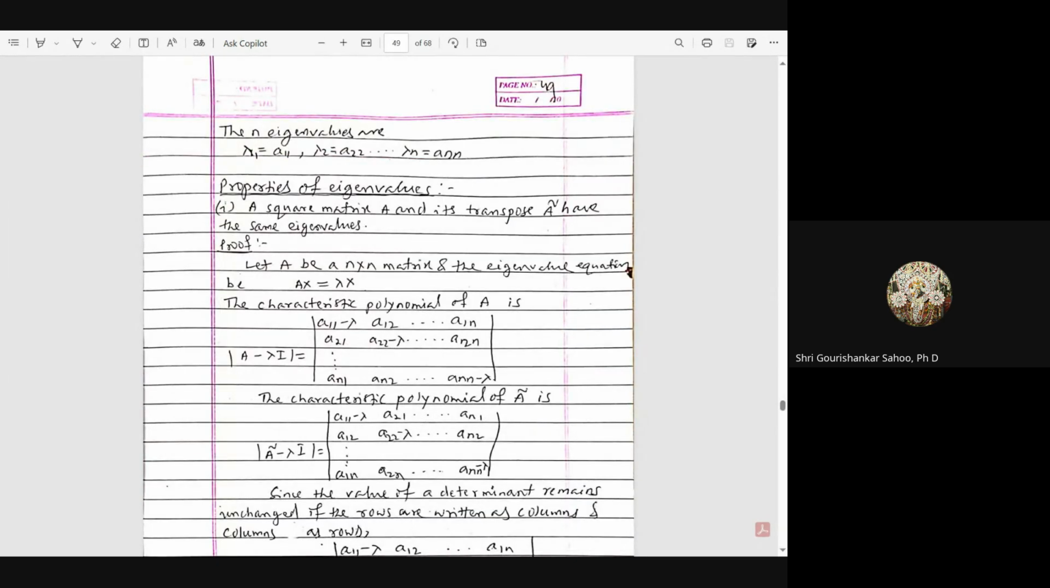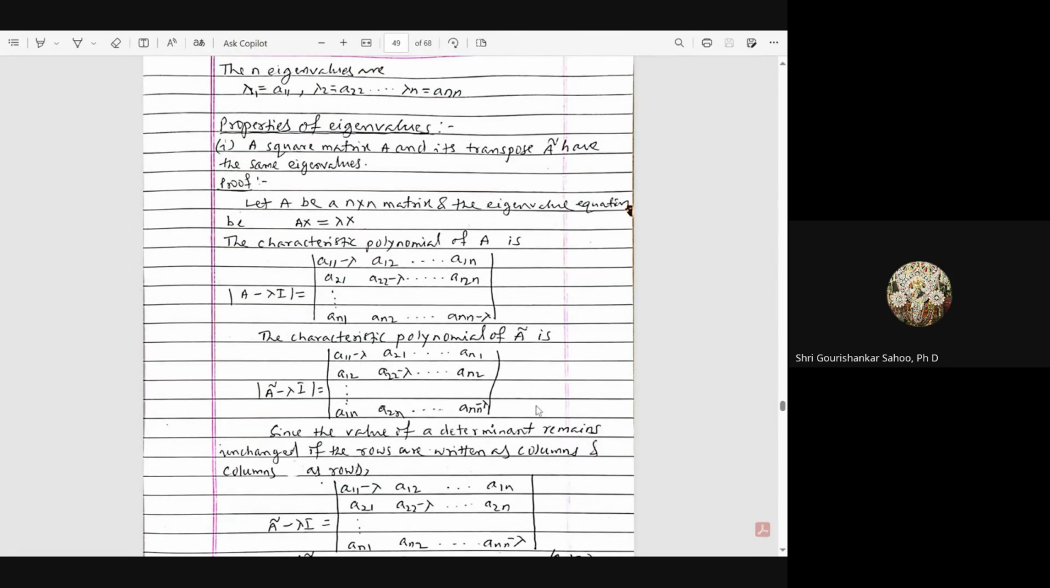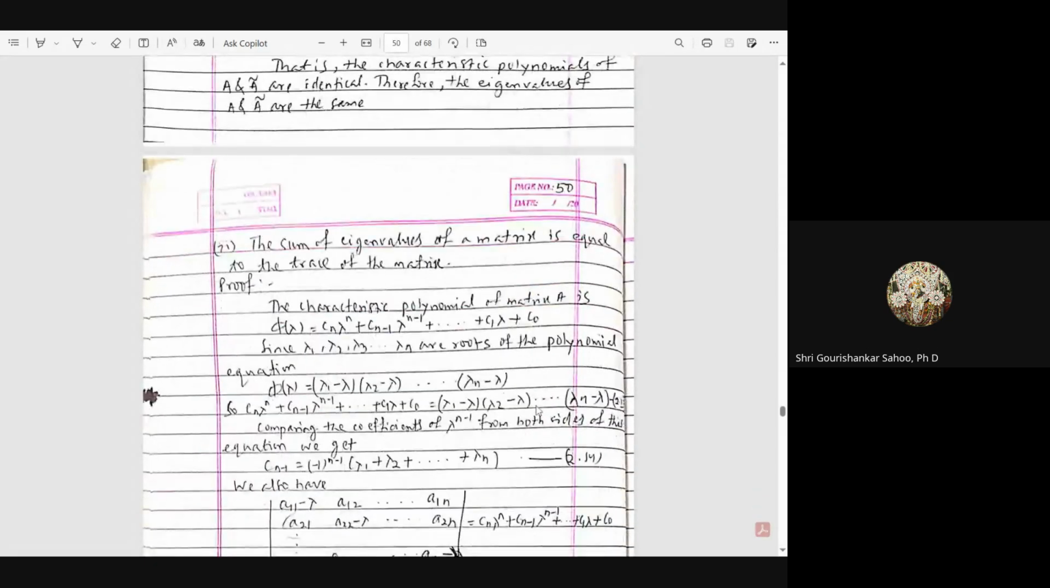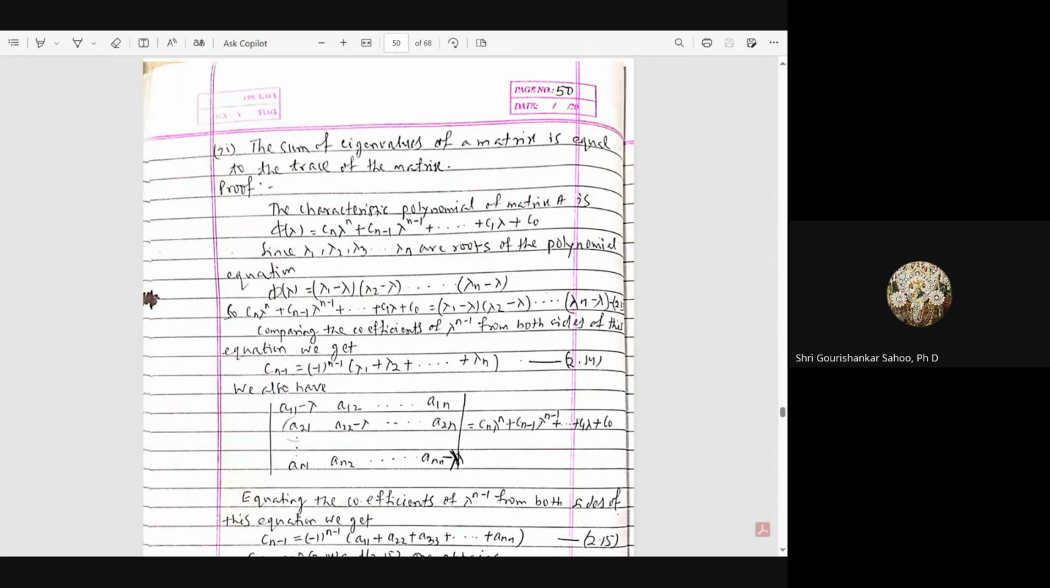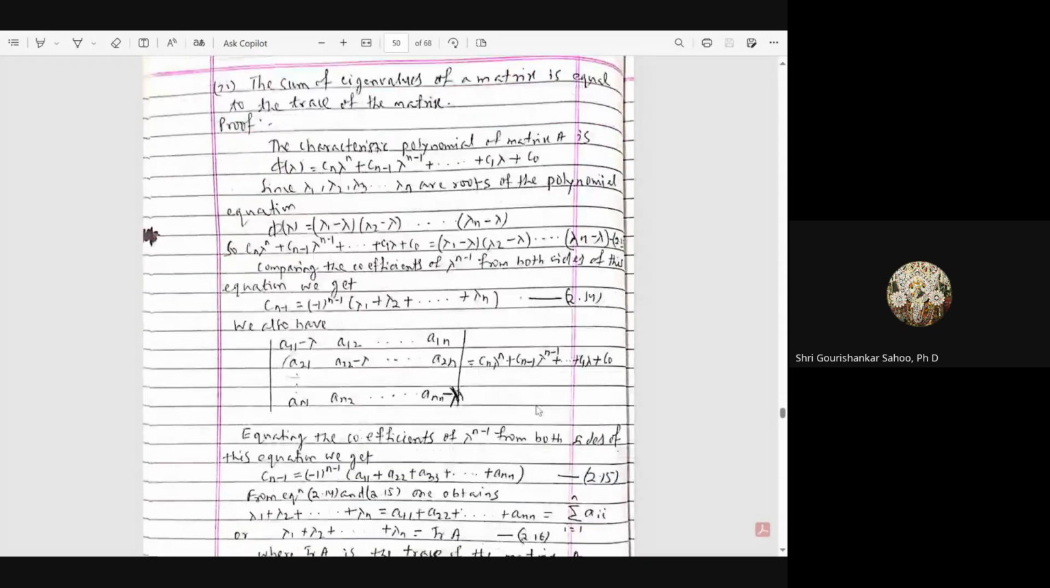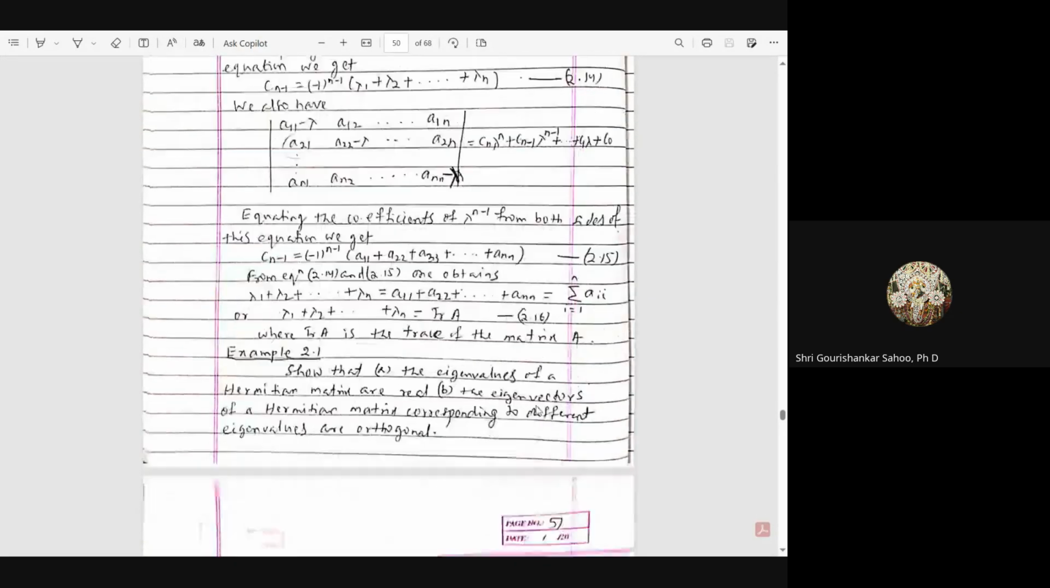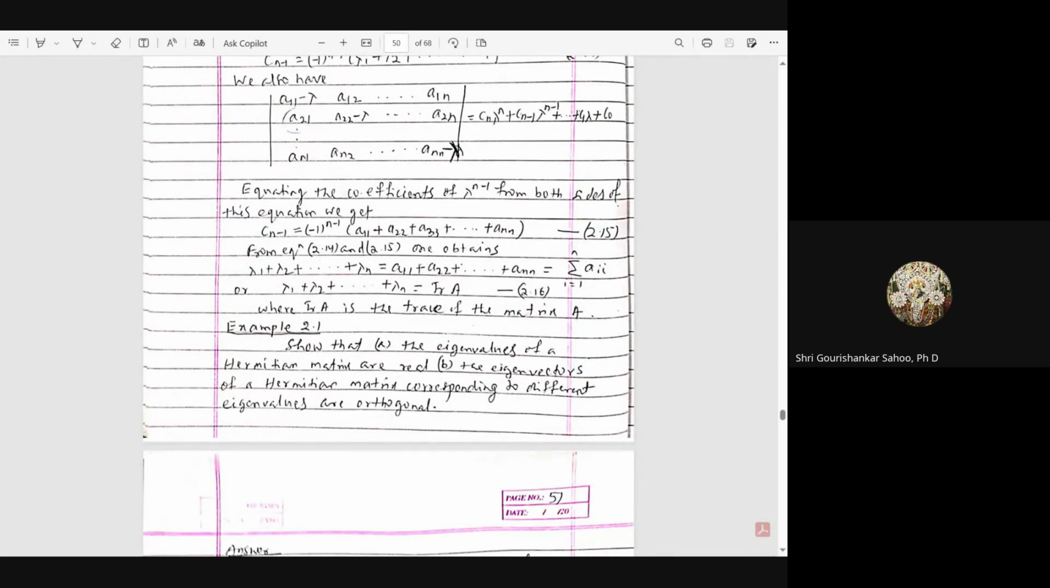A square matrix A and its transpose have the same eigenvalues. You can see the proof on the screen. The sum of eigenvalues of a matrix is equal to the trace of the matrix. Trace is the sum of the diagonal terms. You can see here, there are some examples. Lambda 1 plus lambda 2 plus so on and so forth lambda n is equal to trace A, that is, the sum of diagonal terms.